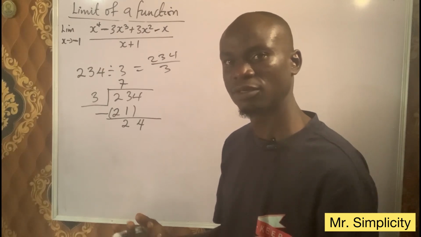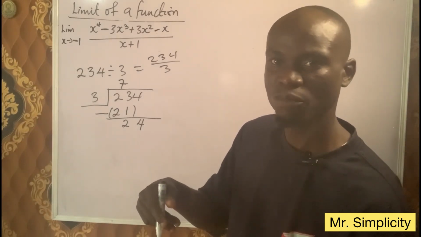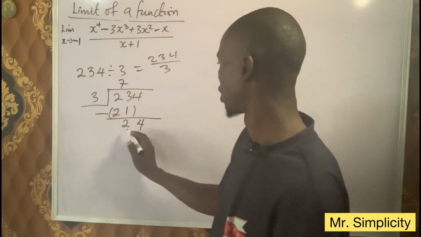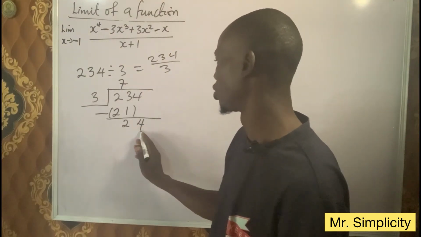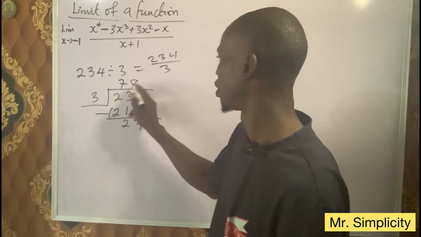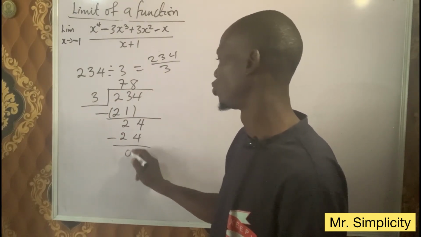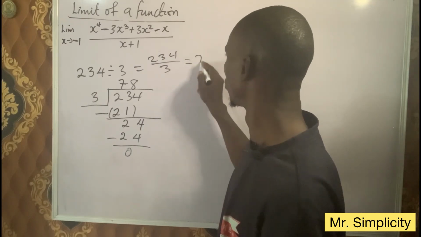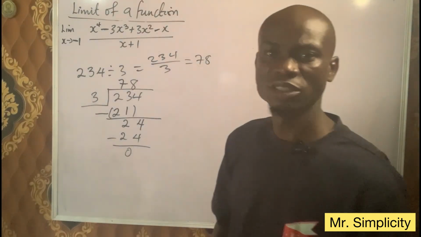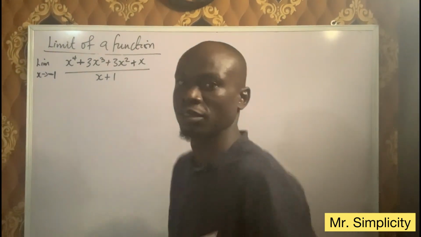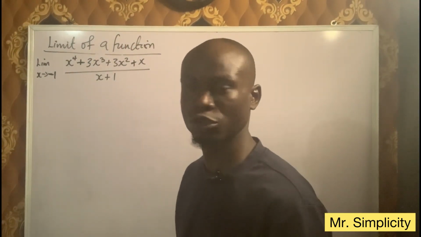Divide, multiply, subtract, bring down what is left. So when I do that, I have this. 3 into 2 cannot. 3 into 24, 8. 8 times 3, 24. Subtract, 0 again. It means this is equal to 78. So that's the process of long division. Okay. So right now, let's apply that understanding to this question.